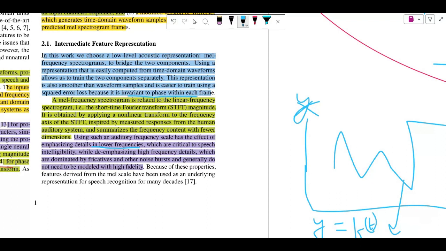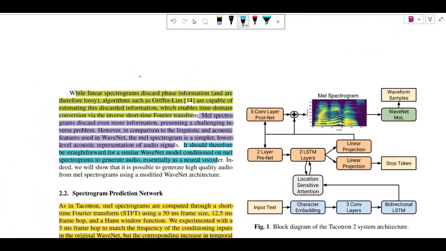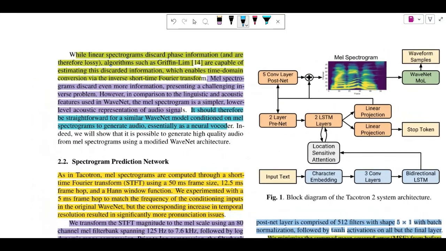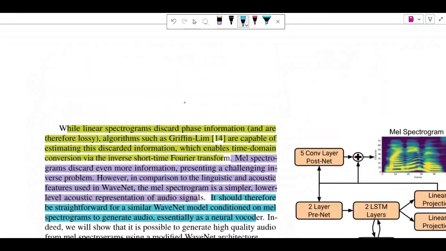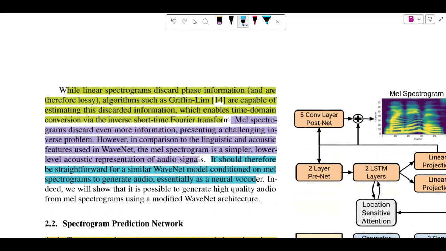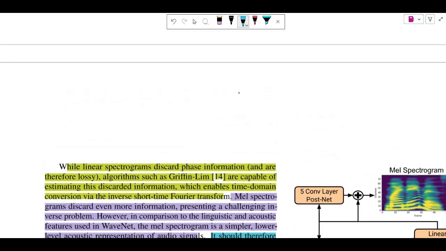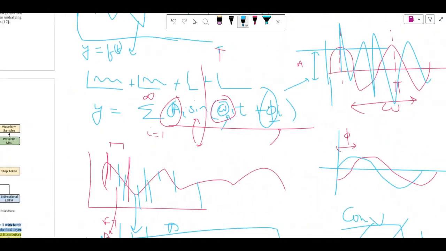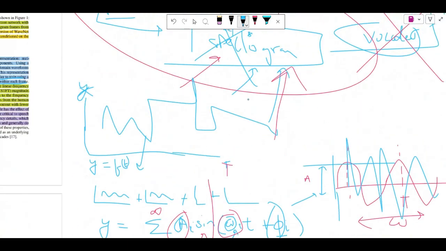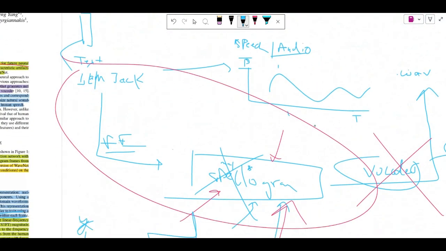because since they are invariant to phase, they are smoother than waveform samples and easier to train using squared error loss. And here they talk about it a little bit more, that while spectrograms discard phase information, algorithms such as Griffin-Lim are capable of estimating this. So it is actually a lossy transformation. So a MEL spectrogram is not a complete representation of an audio.